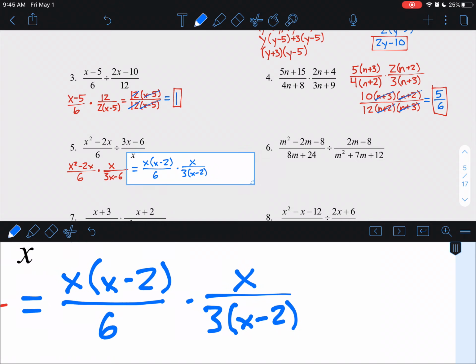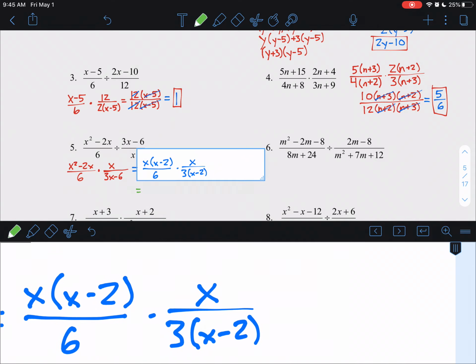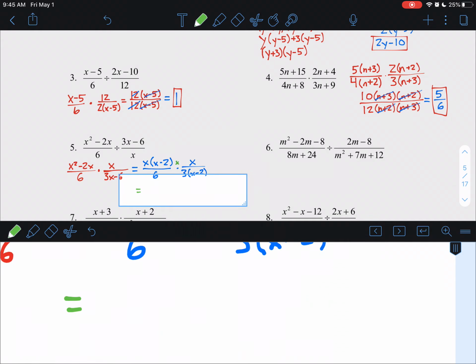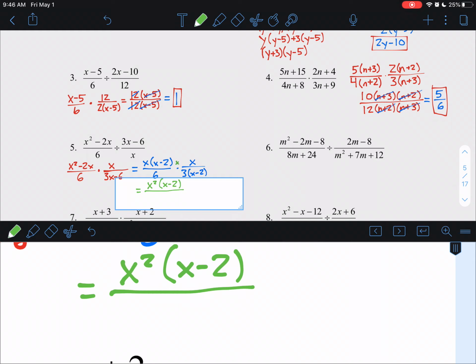And then multiply everything together. So let's see. I'll bring it down here and I'll make it green. So that equals, so I got x times x minus 2 times x, because I'm multiplying straight across. And that's going to give me x times x is x squared times x minus 2. And in my denominator, I have 6 times 3 times x minus 2. 6 times 3 is 18. And then I have that x minus 2.